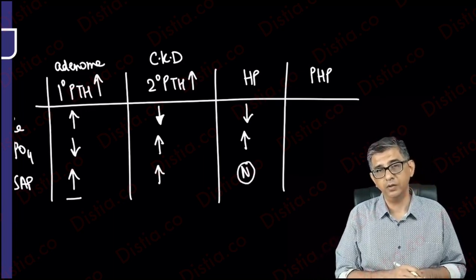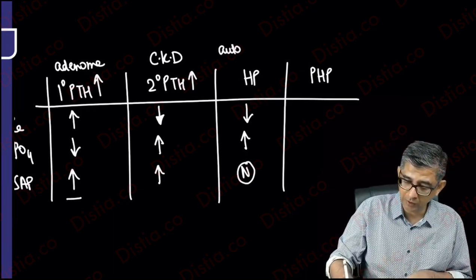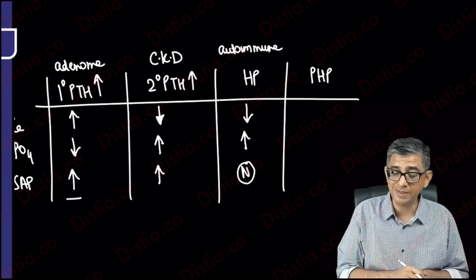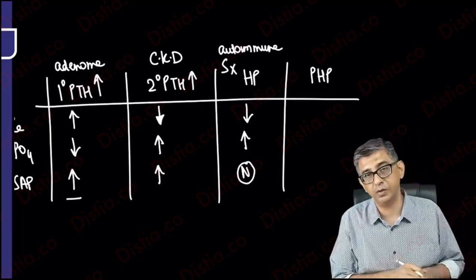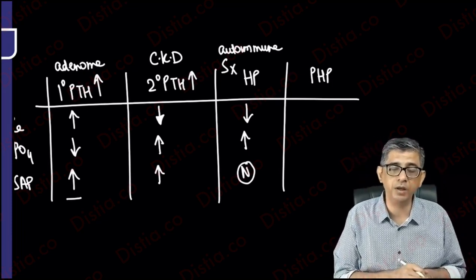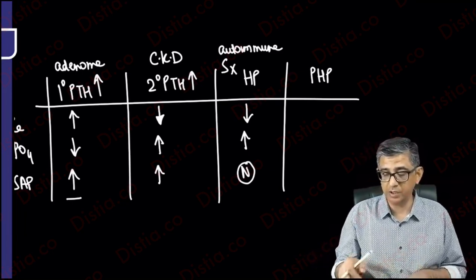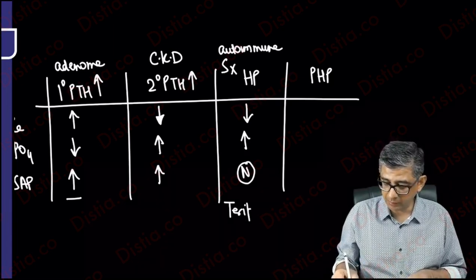For hypoparathyroidism, there are two etiologies that I've described before you. One would be autoimmunity, the autoimmune destruction of the gland, or autoimmunity with polyglandular syndrome. Or it could be a surgery as well. I'm just writing SX. What I mean by surgery here is the person underwent a total thyroidectomy, and along with that, the parathyroid gland was also resected. And for the surgical variety, I had told you that we have a drug available by the name of teriparatide.